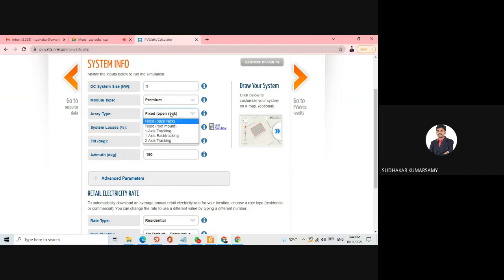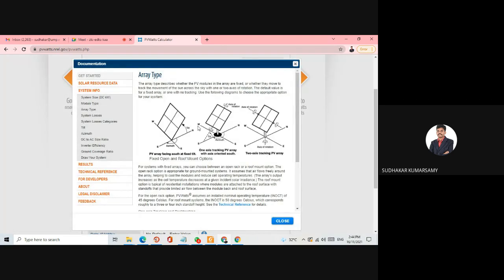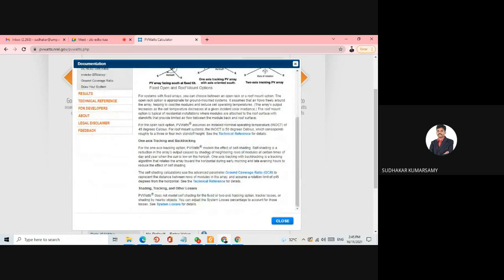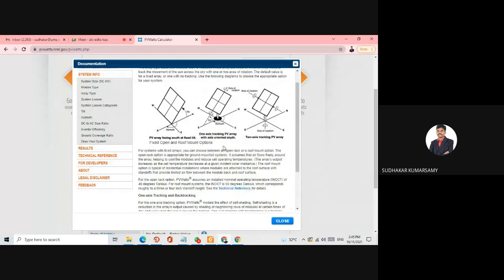Then we can choose the type of system, whether it is a fixed system, a roof mounted system, a single axis system, a 2-axis system, or 1-axis backtracking. So we have so many options. If it is a building, normally it is called roof mounted. If it is a land-based system, we call it open track. If you want to know the description of all the systems, you can find it here. What are the fixed and tracking systems? You will get the details here.